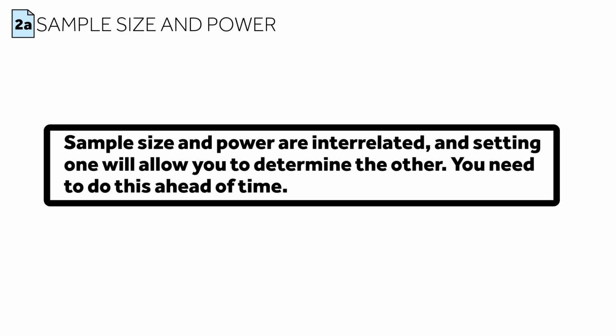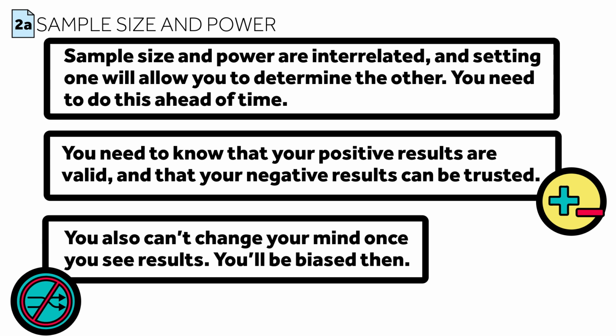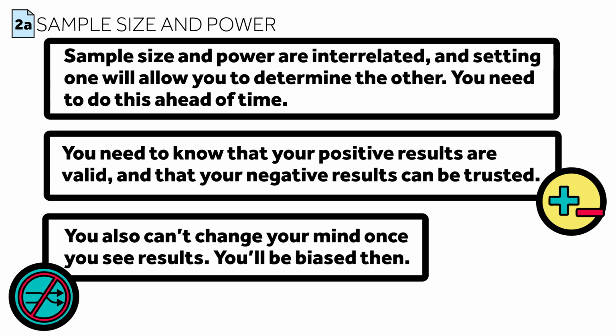I can't stress this enough. You need to do this ahead of time. You need to know that your positive results are valid and that your negative results can be trusted. You also can't change your mind once you see the final results. We're biased then. That's a problem. We want our research to be reproducible, and knowing that you have adequate sample size and power are important steps on that path.